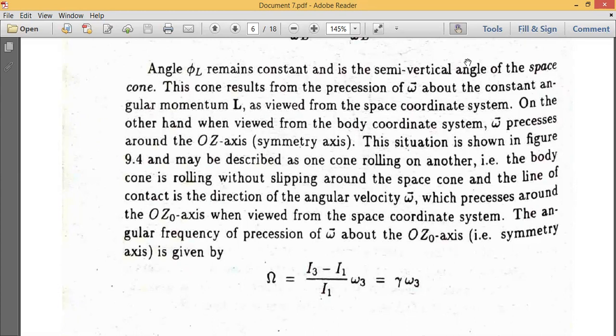The body cone is rolling without slipping around the space cone, and the line of contact is the direction of angular velocity omega. The line of contact is the direction of the angular velocity omega, which precesses around the OZ naught axis when viewed from the space coordinate system.